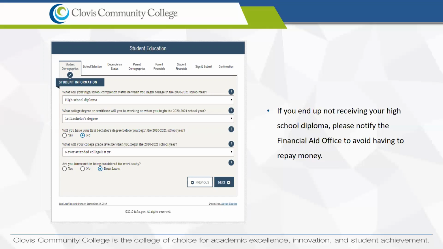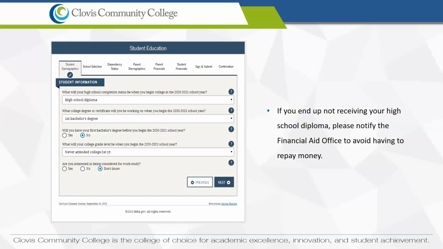Next, enter what your college grade level will be at the beginning of the school year you are applying for. If you're currently in high school, you will enter never attended college, first year, even if you've taken college courses while you were still in high school. If you're not currently in high school and will have completed 30 or more units, you will report your grade level as second year, sophomore.